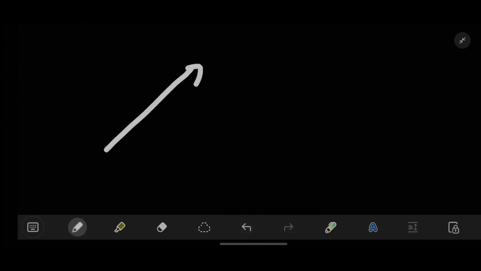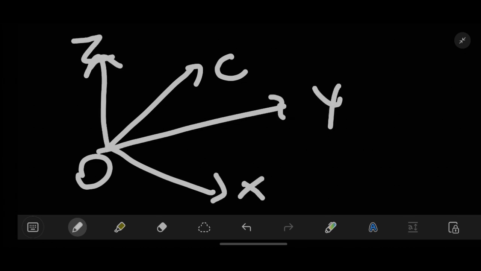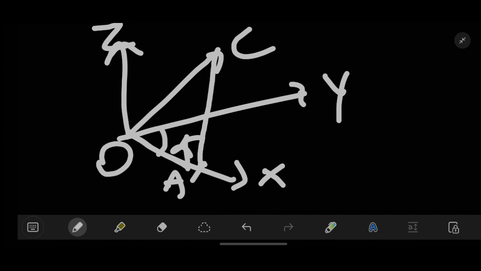See here, this was vector OC. Here you had the x axis, here the y axis, here the z axis. This is alpha. See, consider this as a right angle triangle. Now here we had A, right? So this is considered as a right angle triangle. This is the right angle.